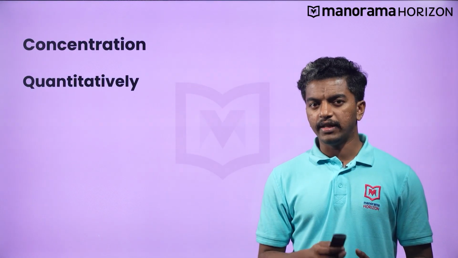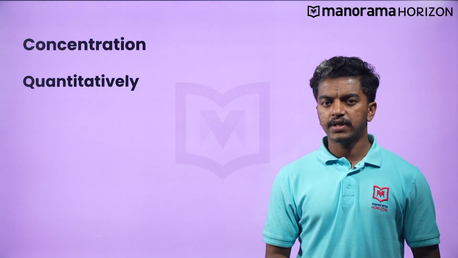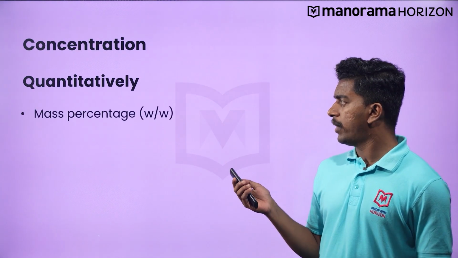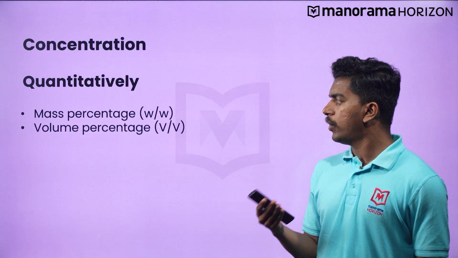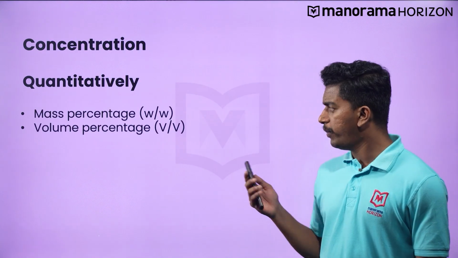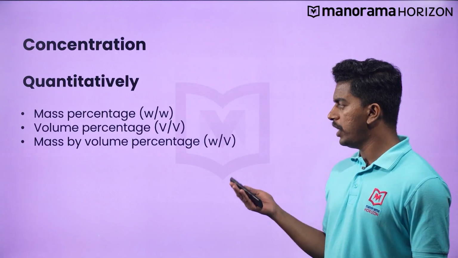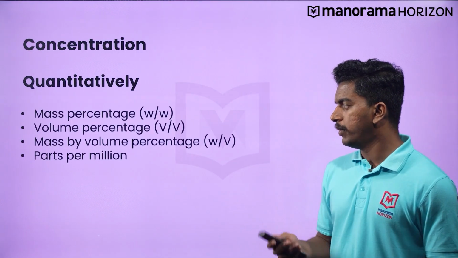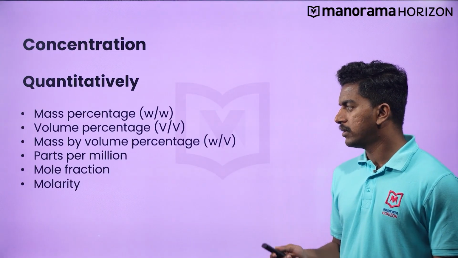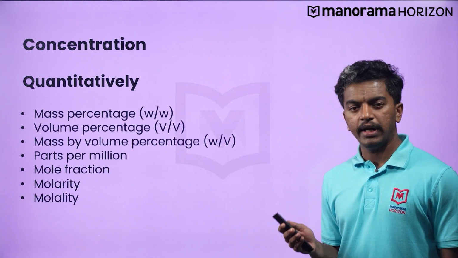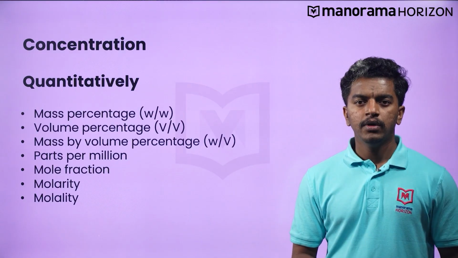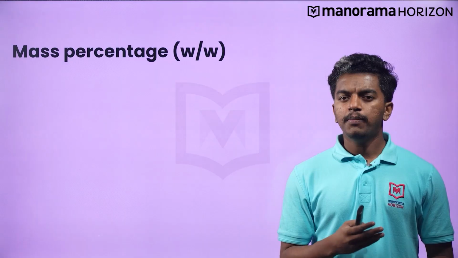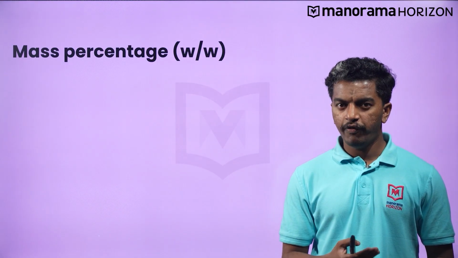Thus, quantitatively, concentration is expressed in terms of mass percentage, which is denoted by W/W, volume percentage, which is denoted by V/V, mass by volume percentage, which is denoted by W/V, and parts per million, mole fraction, molarity, and finally molality. We will see each in detail. Let us start our discussion with the mass percentage, also denoted by W/W.